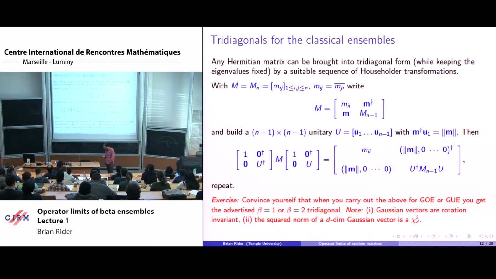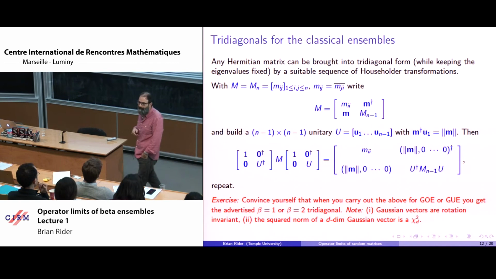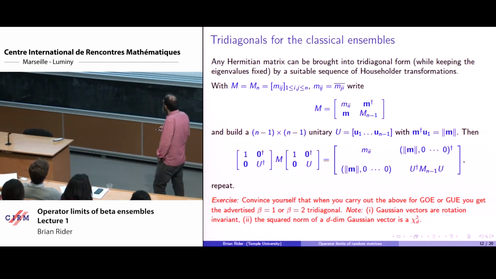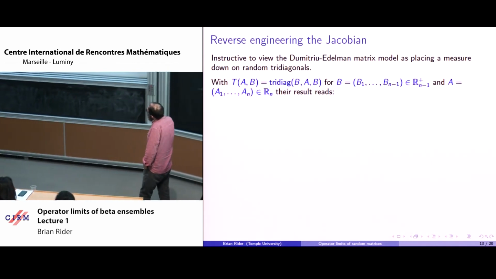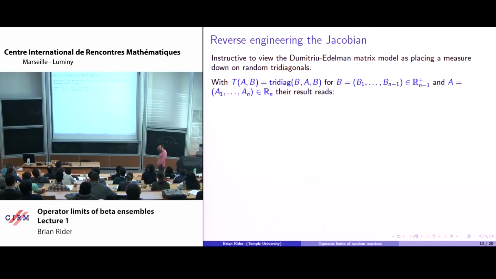And then you need a genius like Alan Edelman to say, well, there's only one place to put the general beta, so let's stick it there and reverse engineer the Jacobian, because that's really what's happening, right? So to think about that, take the point of view that what they're doing, the Dumitriu-Edelman theorem, is placing a measure down on tridiagonal matrices, right? You're building it up entry-wise, but think about it matrix-wise.